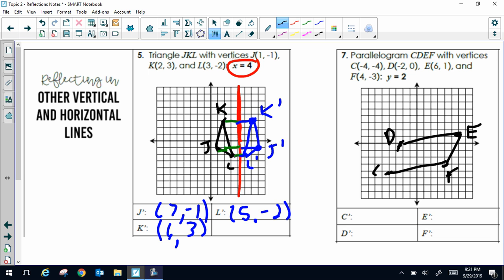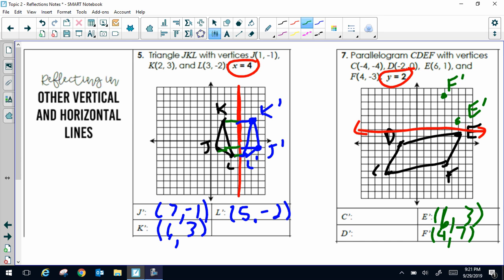And this time they want me to reflect it over the line y = 2. Again, y = is a horizontal line. There it is. So this time we're going to count up and down. E is only 1 away, so E prime is going to be 1 away on the other side of that line, at (6, 3). F is 5 away, so I need to go 5 in the other direction, which would be at (4, 7).